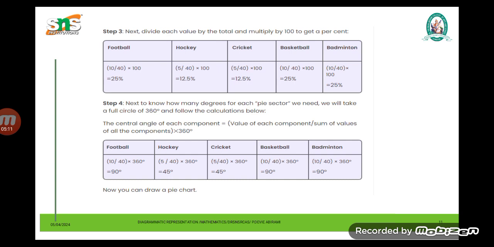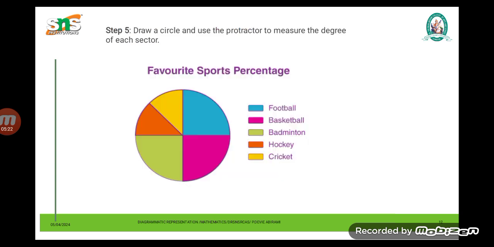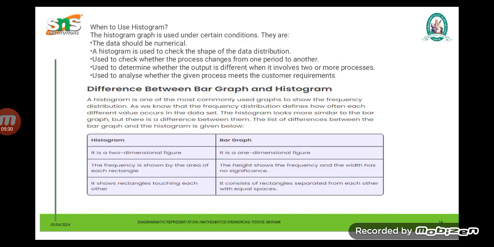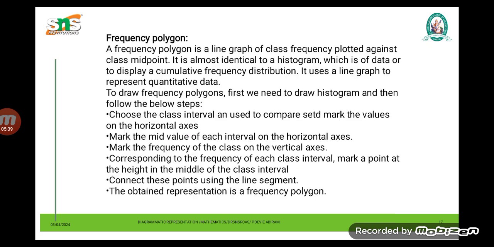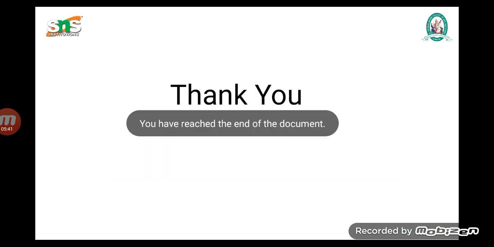Finally, I am going to multiply these values by 360 degrees. I will get the degrees as 90 degrees, 45 degrees, again 45 degrees, and both 90 degrees. Those degrees are represented in a circle. This diagram is said to be a pie diagram. This can be drawn by using a protractor. Similarly, the histogram can be drawn for the lifetime of a number of lamps. Thank you.